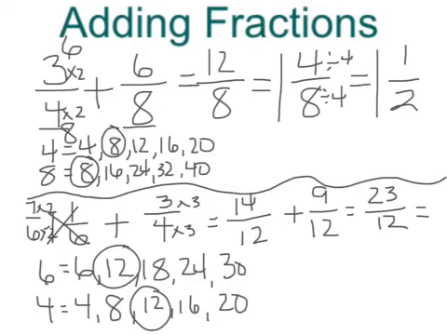How many 12s are there in 23? I know that in 24 there are 2 12s, but since 23 is smaller than 24, I know that there's only going to be one whole 12 in this number. When I take 23 and I subtract 12 away from it, I end up with the number 11. So our final answer will be 1 and 11/12.